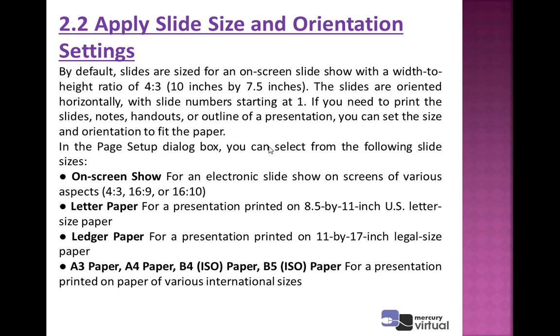Next is how to apply slide size and orientation settings. For taking the printout, we can adjust the size of the slides by going to the Page Setup button, and we can also change the settings for the orientation like portrait and landscape. This says by default slides are sized for an on-screen slideshow with the width to height ratio of 4:3. Means by default the ratio of the slide, from width to height, is 4:3.